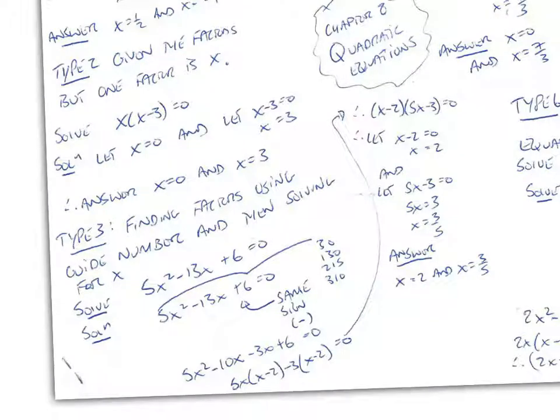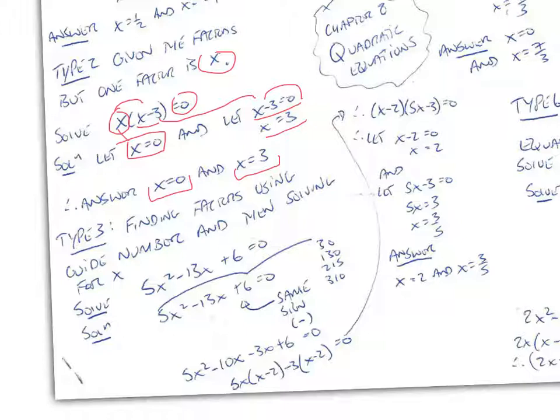The second type we might be asked to solve is when we're given the factors but one of those factors is x. So here's one factor, x minus 3, and here's the other one, it's x. x times (x minus 3) in this quadratic is equal to 0. So you just simply take the x, let that equal 0, that's done. And you take the x minus 3, let that equal 0, so x becomes 3. So the answer to a problem like this would be x equals 0 and x equals 3.